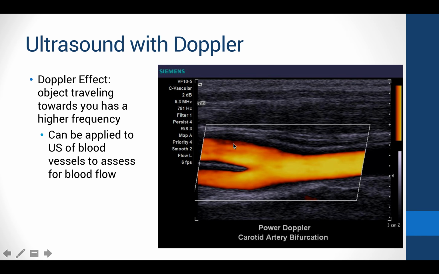So this could mean that the patient has some type of disease after the bifurcation. Maybe it's an irregularity in the blood vessel wall or something like that that's causing the blood to slow down. But typically, this is how ultrasound with Doppler helps us. It gives us a better idea of how fast blood is flowing, where blood is flowing, if we're concerned about any type of vascular problem.